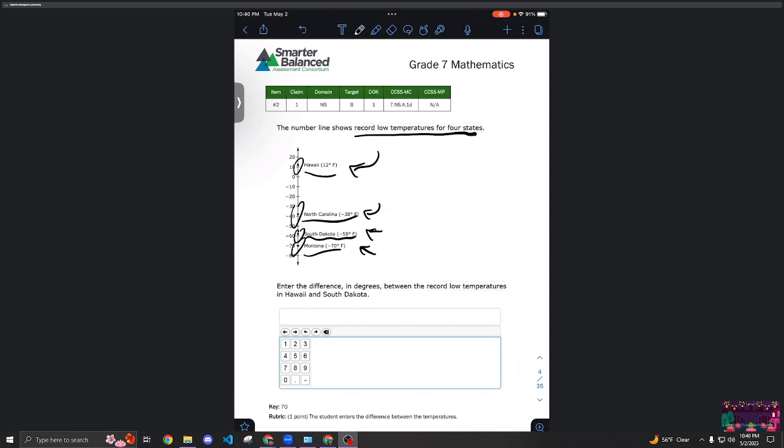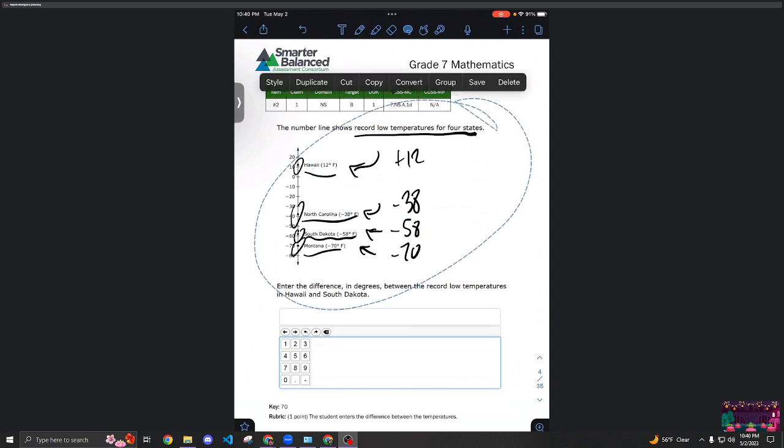So we got the biggest number on top, which is 12, and then we got the next biggest, which is negative 38. Then the next biggest, negative 58, and then the smallest number out of all of them is negative 70. All right, let's go ahead and get rid of all that so we can not get distracted by this.